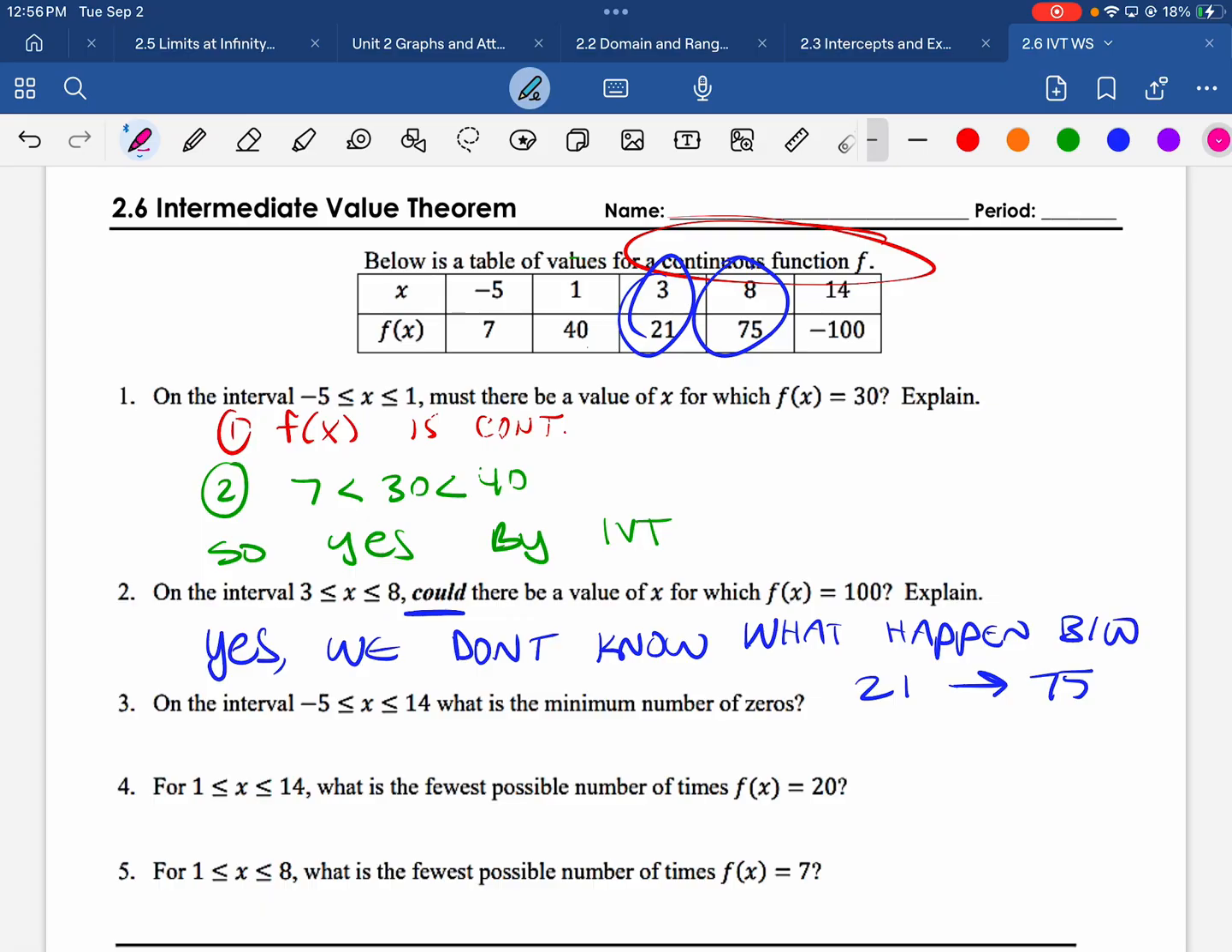Okay, on number 3, what is the minimum number of zeros? We're talking about from negative 5 to 14. How many? 1. Because you have to hit, from 75 to negative 100, you have to hit 0 at least once. There could be more, we don't know, but there has to at least be 1.